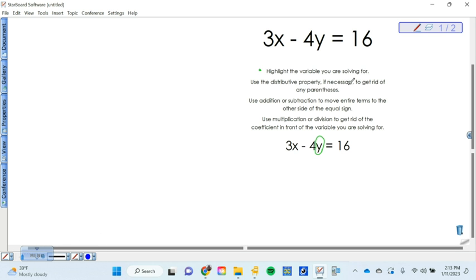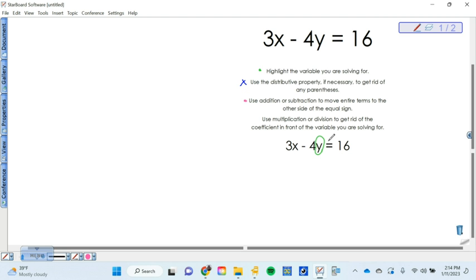So the next step that they talk about is using the distributive property, if necessary, to get rid of any parentheses. Do I have any parentheses? No, I don't, so I can just skip this step. My next step then is I use addition or subtraction to move entire terms to the other side of the equal sign. So that's what Eduardo just said.